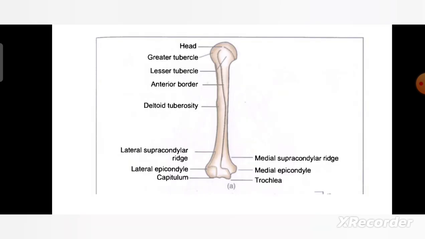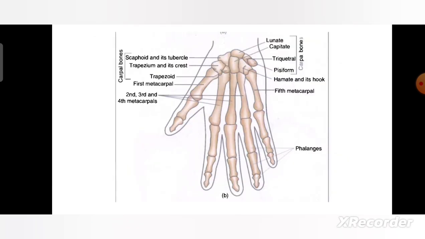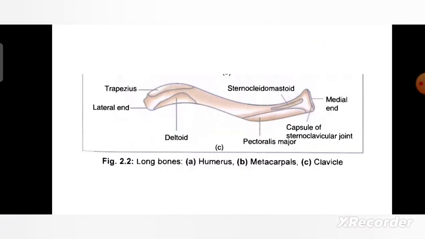This is a typical example of the long bone which has two ends, which are known as epiphysis, and in between them is a diaphysis, which is known as the shaft. These are examples of the metacarpus, which are examples of the long bones. Next long bone example is a clavicle which has no medullary cavity.